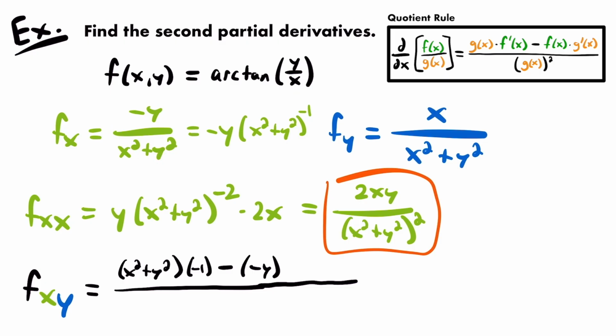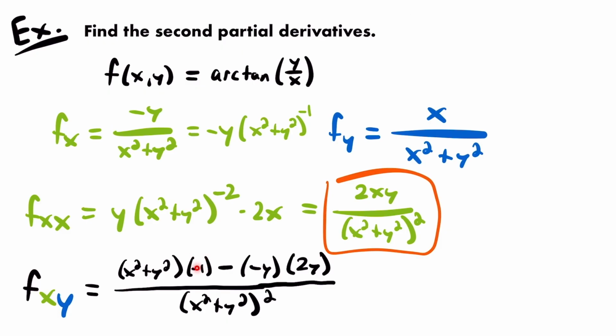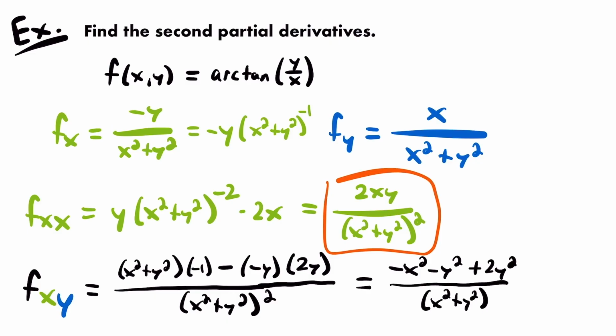But then for y squared, that derivative would be 2y using the power rule. So we're just multiplying by 2y. All right, and then in the denominator, we just rewrite the bottom function, but square it. So we have x squared plus y squared, squared. Now simplifying, we want to multiply negative 1 by both of these two terms. So in the numerator, we have negative x squared minus y squared. These two negatives will cancel out, so you have positive y times 2y, giving you plus 2y squared, and then you still have that denominator of x squared plus y squared, squared.